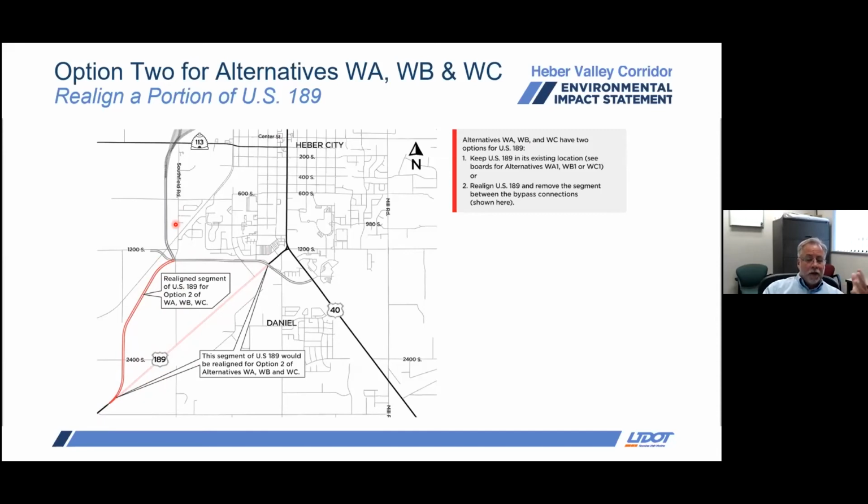We know that there's been a lot of comments about the alternative of realigning a portion of US 189 because of railroad, because of the airport expansion. I just want to state that we are not looking at this option because of the airport. Yes, the airport master plan is a separate process, and the decisions that we're making as part of our environmental impact statement are independent of any of the decisions that the airport master plan would be making.